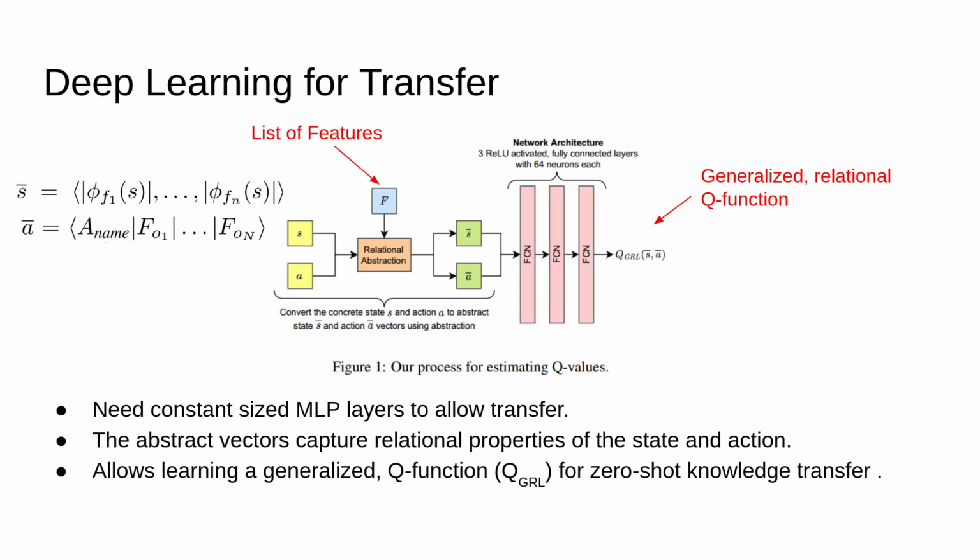So we exploit this into doing deep learning for transfer, where we use the feature list to compute abstract state and action vectors, and then we can use fixed size MLP layers to allow transfer between instances. And this allows learning a generalized Q function that can zero-shot transfer knowledge between different problem instances.